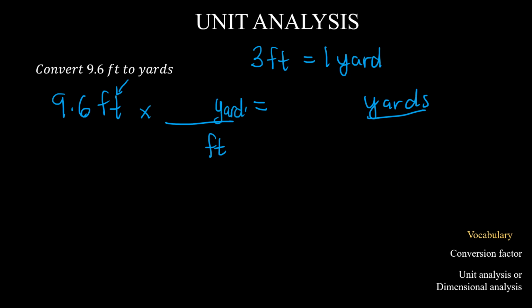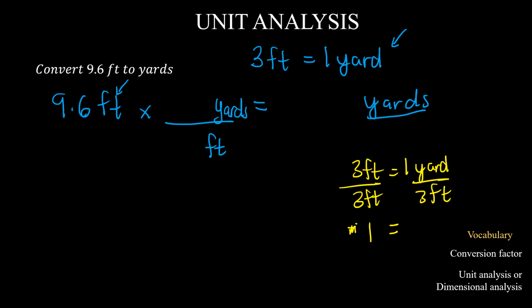So this is the kind of conversion factor I need. I need yards on top, feet on the bottom, so I can cancel out the feet and be left with the yards. So when I go here to my equation, I need to divide by feet because I need feet on the bottom. All right, so we have, I'm going to do that right here, 3 feet equals 1 yard. So I'm going to divide by 3 feet. All right, this is equal to 1. And this is my conversion factor, 1 yard over 3 feet. So I'm going to use this one in the conversion over here. So 1 yard and then 3 feet at the bottom.